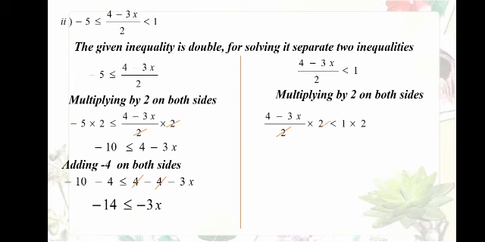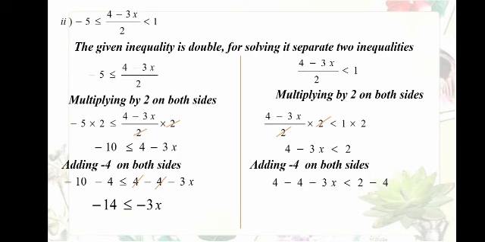2 is cancelled with 2. The remaining equation will be 4 minus 3x less than 2. Adding minus 4 on both sides, 4 minus 3x less than 2 minus 4. So 4 is cancelled with 4. The remaining equation is minus 3x less than 2 minus 4, which is minus 2.